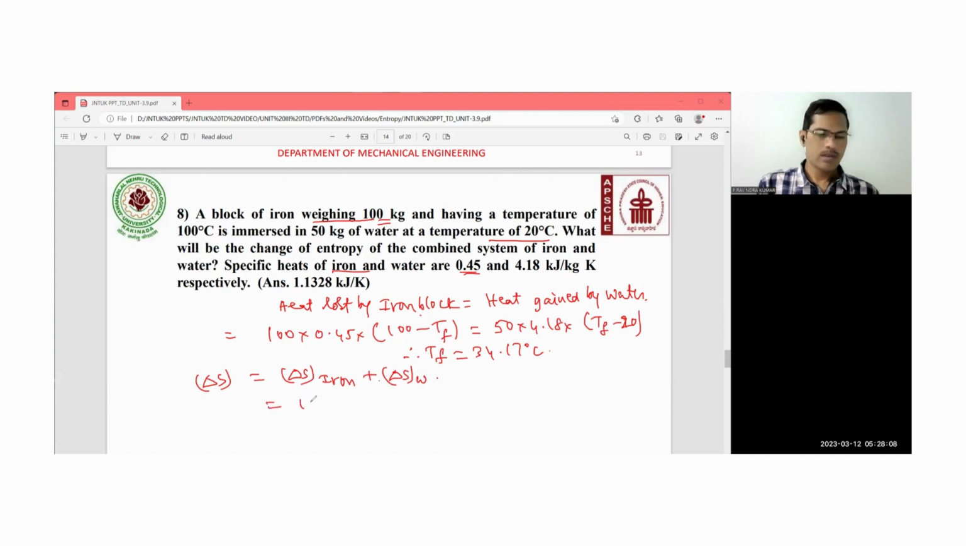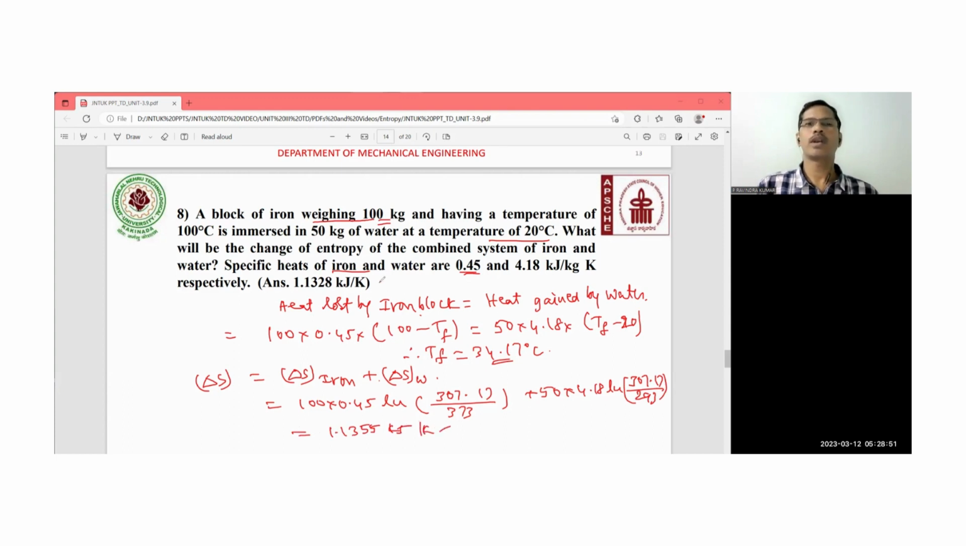Substituting the numerical values, that is mc ln, here you have 34 plus 273, that is 307.17 divided by 373, plus 50 into 4.18 ln 307.17 divided by 293, is equal to 1.1355 kilojoule per Kelvin. So this is how you can get the answer.